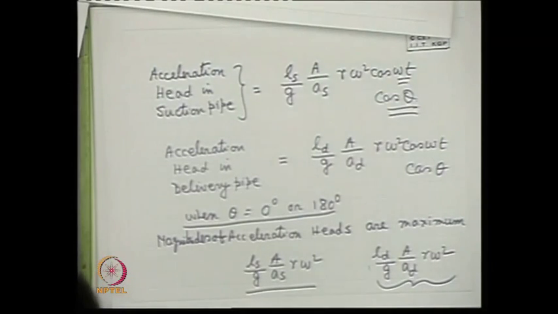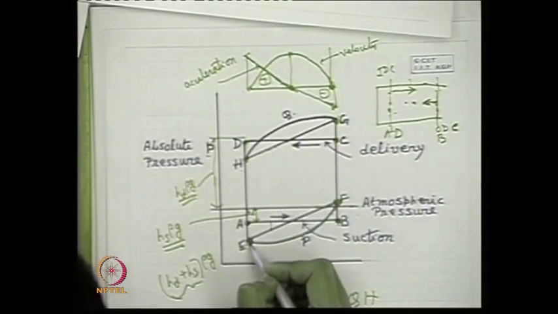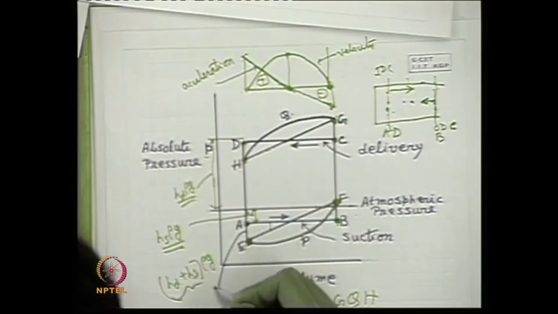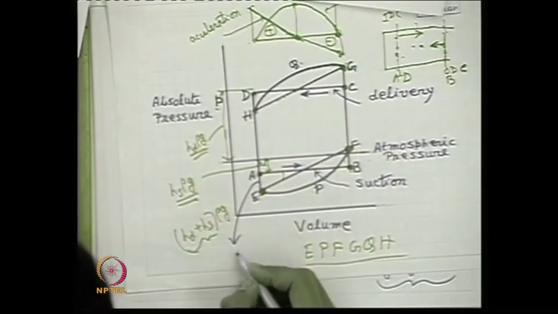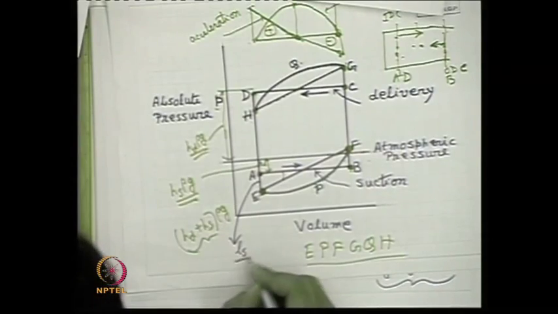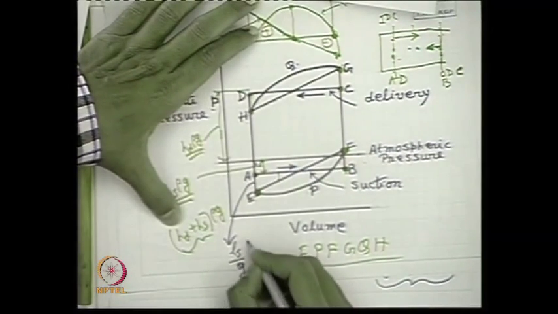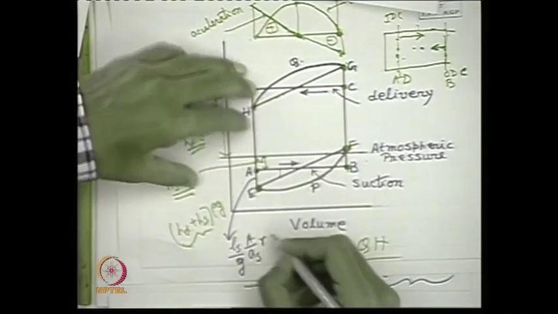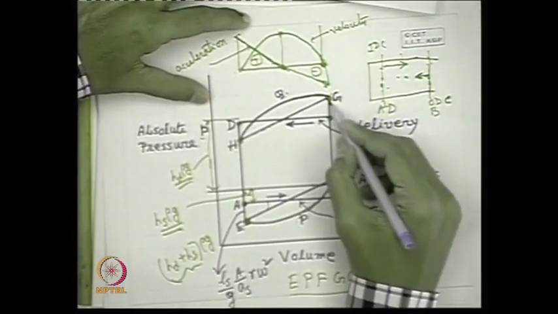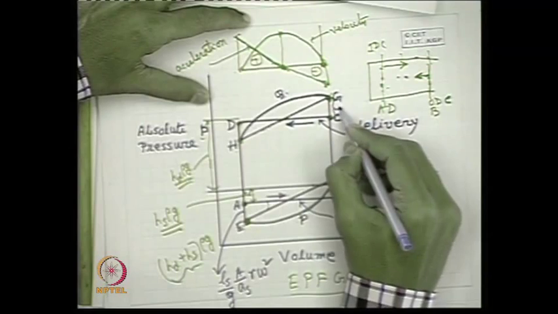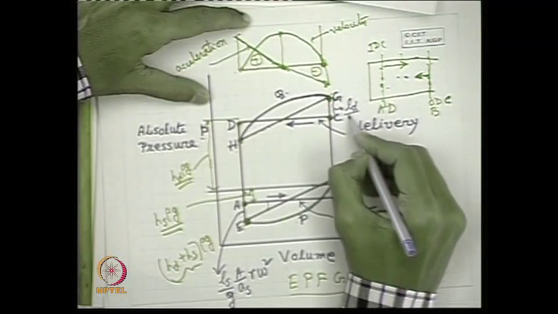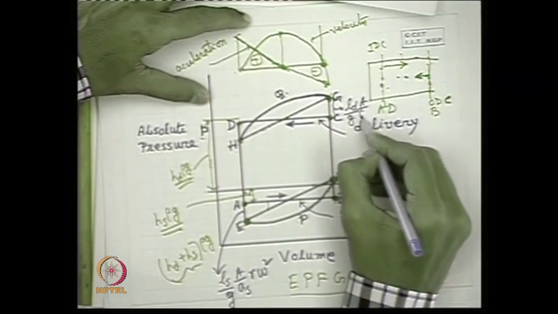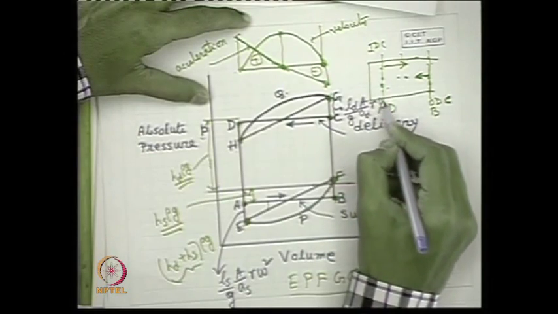That means if we now see this figure, this value is Ls by g, A by As, R omega square. Similarly, this one here also is the maximum. This one is Ld by g, A by Ad, R omega square.